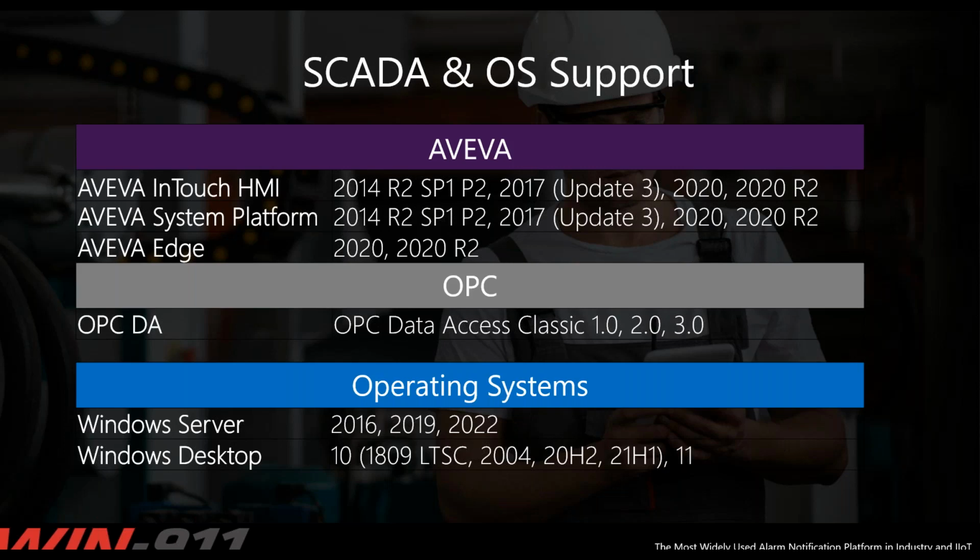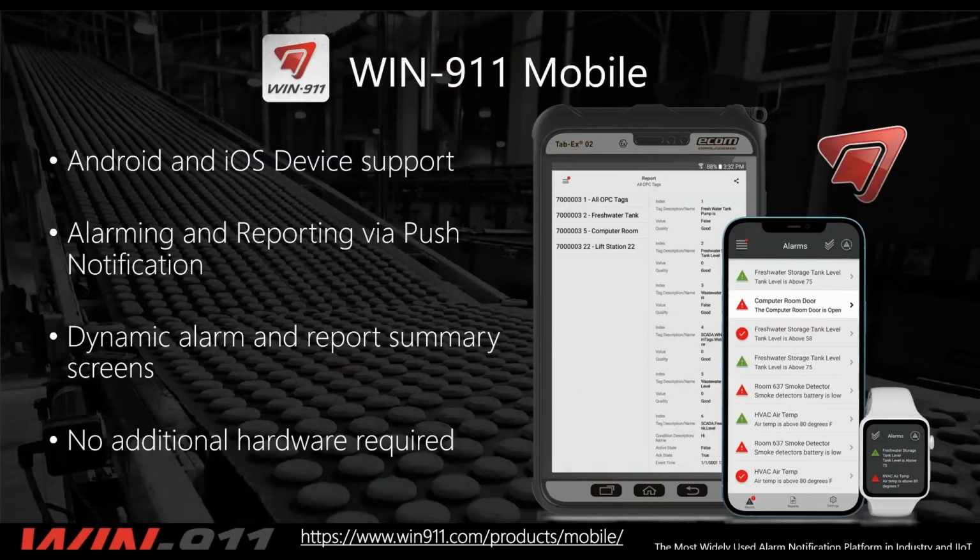We also work with OPC DA, so we have access to the OPC Data Access Classic 1.0, 2.0, and 3.0. In terms of Windows operating systems, for Windows Server, we are functional with 2016, 2019, and 2022. And with Windows Desktop, we can do Windows 10, which breaks down into 1809 LTSC, 2004, 20H2, and 21H1. And Windows 11.